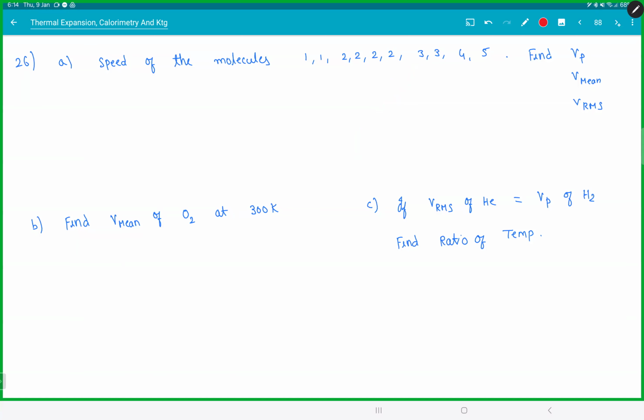What is V probable here? Look at the definition: the speed which occurs the maximum number of times. Which speed comes maximum number of times? 2, na? So V probable is 2. That's all we had to do. Try, get them all. I'll give you 2-3 minutes.